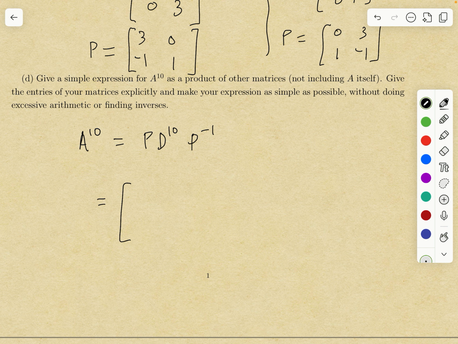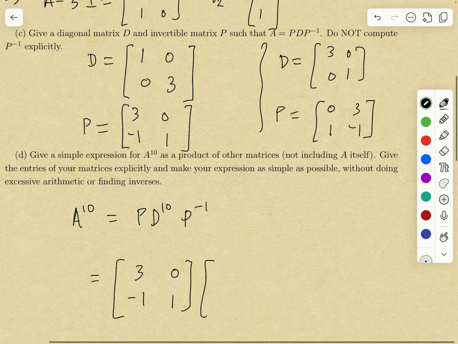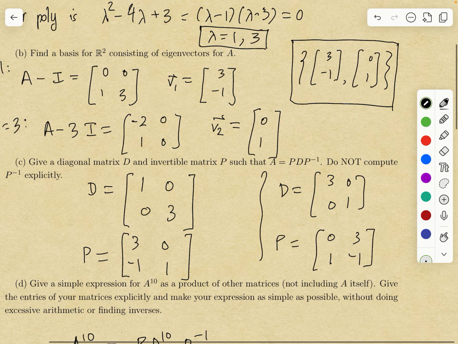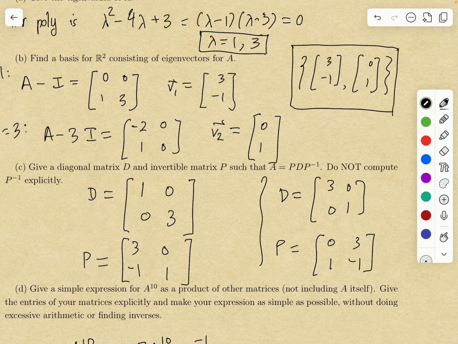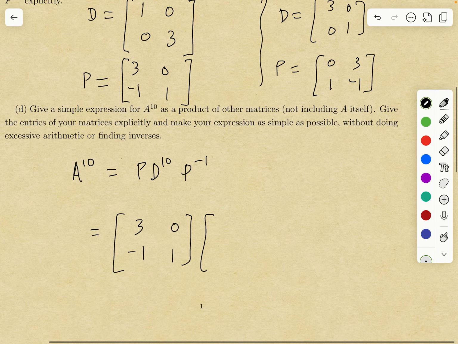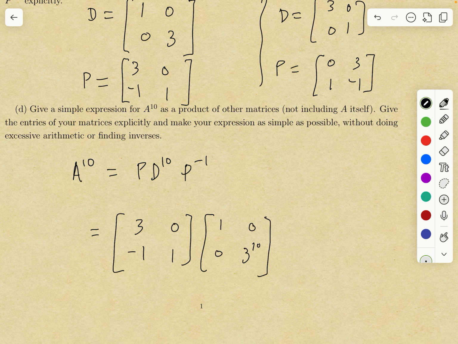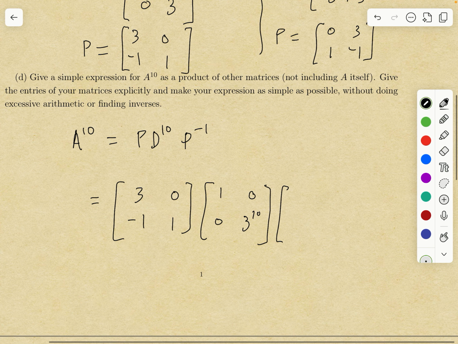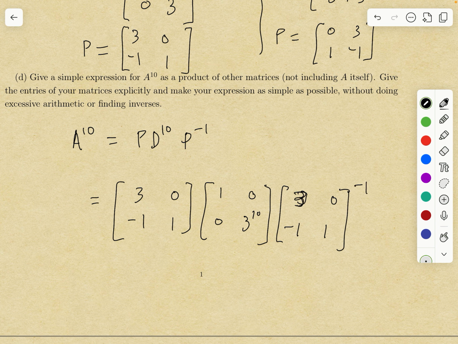Okay, so you take P, which is this matrix, and then D to the 10th power, and when you raise a diagonal matrix to the 10th power, you end up just raising each of the diagonal entries to the power. So you're going to get 1, and then 3 to the 10th on the diagonal. That's the thing about not doing excessive arithmetic, like not computing 3 to the 10th power. And then P inverse. And the question says you don't have to find the inverse. Hopefully, if you had to find the inverse, you would know how to do it, because it's the inverse of a 2 by 2 matrix. But the question was just asking you to write this out.